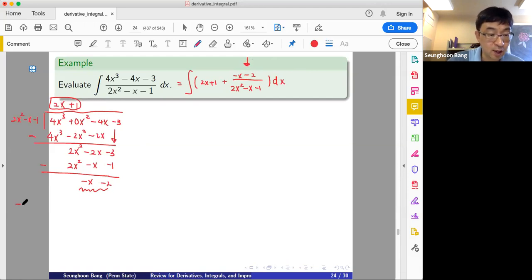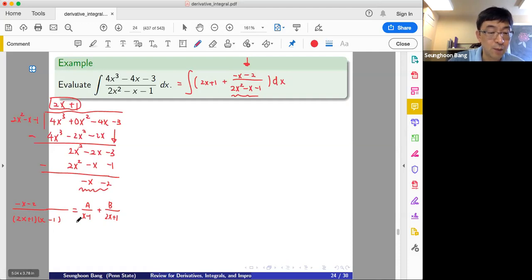We have negative x minus 2. You have to factor the denominator. How can you factor? This one is 2x and x, and we need the 1 and the minus 1. Which one is a minus 1? Here. This is a minus 1, this is a plus 1. You just change to a over x minus 1 plus b over 2x plus 1.